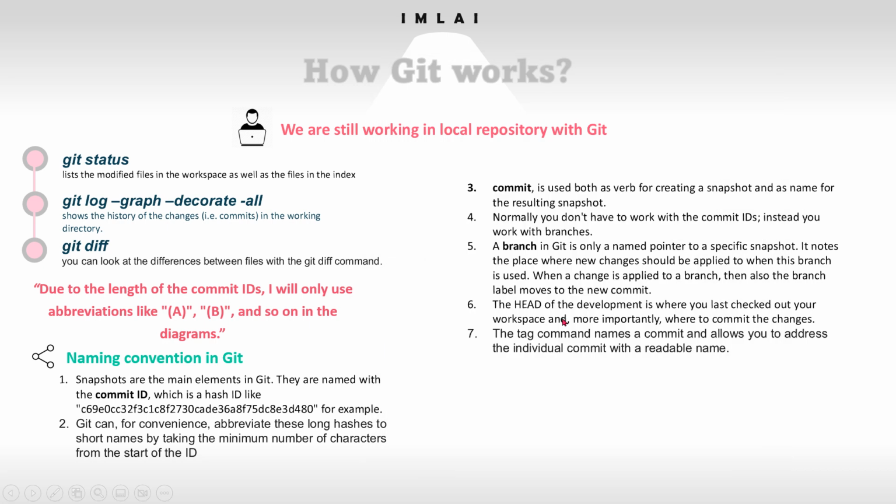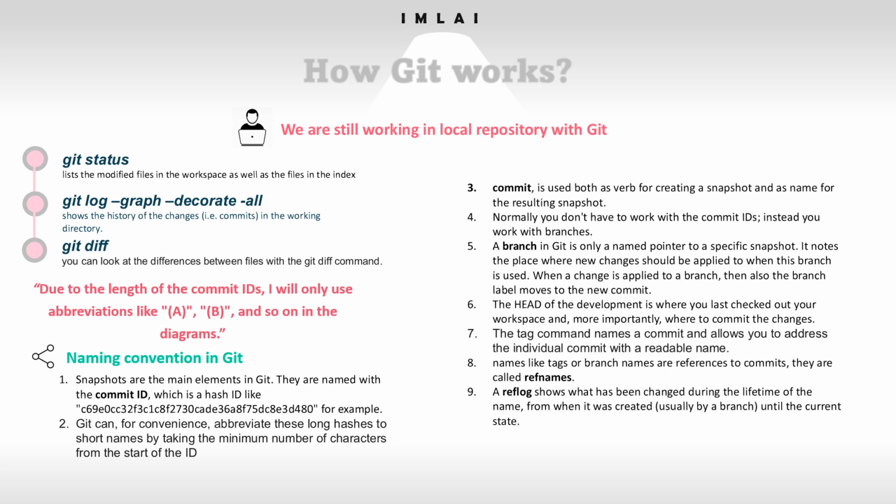Now we'll look into the tag command. The tag command names a commit and allows you to address the individual commit with a readable name. Basically, a tag is an alias for a commit ID, but commits can also be addressed with some shortcuts, like head as the tip of development in the working directory. Then we have a reflog. A reflog shows what has changed during the lifetime of the name, from when it was created, usually by a branch, until the current state.